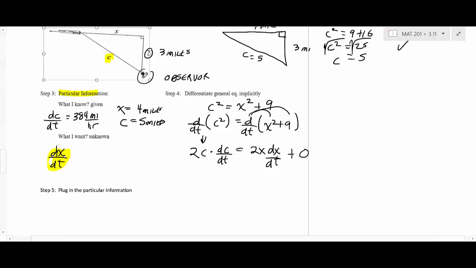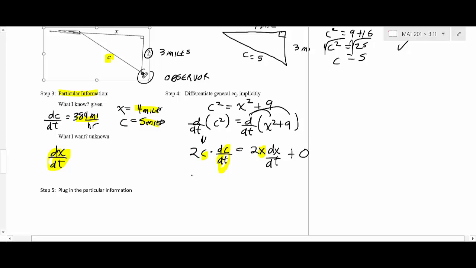Now notice that you have everything in here. We know c, we know dc/dt, and we know x. See how we know everything? The only thing we don't know is dx/dt. That's the way you'll know you're on the right track, if it works out this way.